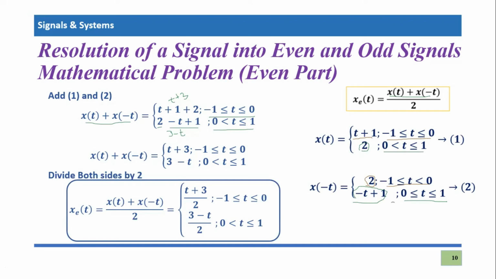So we were given the signal x of t, and we have calculated its even part. This is the point where we finished the even part. Now we will have to follow the same thing for the odd part.